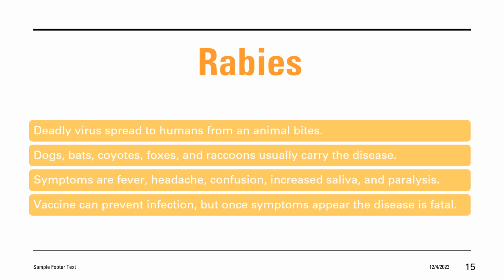Next we have rabies, and this is spread to humans from animal bites. Usually dogs, bats, coyotes, foxes, and raccoons carry this disease. Symptoms include a fever, a headache, confusion, increased saliva, and paralysis. Vaccine can prevent infection, but once symptoms appear, the disease is fatal.